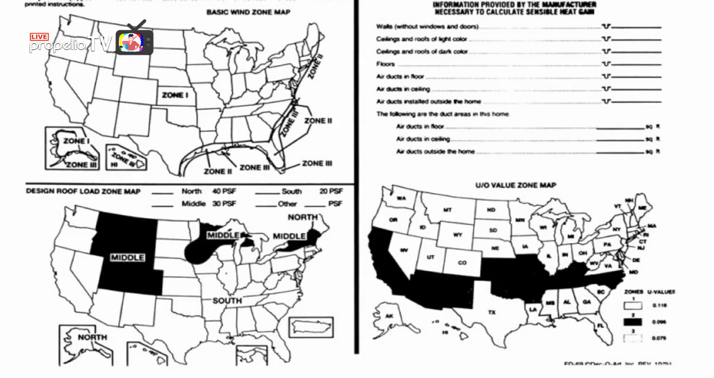So right below that, we've got the design roof load zone map. They're looking at these areas in black to be areas of high snow loads. North, middle, and south: 40 pounds per square foot is what the roof is allowed to accommodate up north. In the middle, we're looking at 30 pounds per square foot, and in the south, 20 pounds per square foot. So they're just manufactured to handle a heavier roof load.